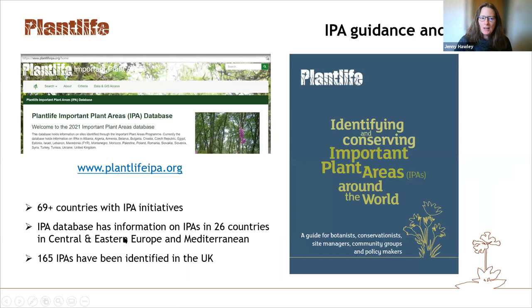We have an IPA database, which you can access at plantlifeipa.org. It has information on at least 26 countries in Central and Eastern Europe and the Mediterranean. We now have at least 69 countries with IPA initiatives ongoing, whether that's identifying, conserving or engaging local communities, and we'll hear more about that. In the UK, IPAs form the basis of much of Plantlife's own practical conservation work, and we have identified 165 IPAs in the UK. So this guidance and the database are available for everyone to use.